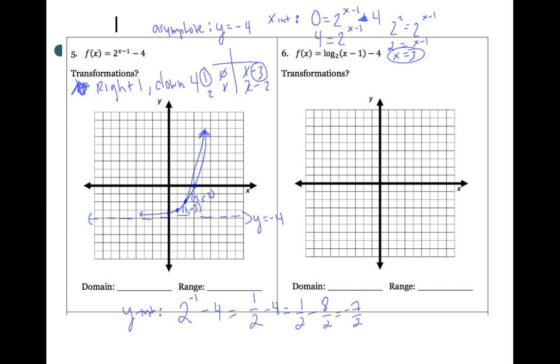I'm going to get a new color since I wrote a lot. Okay, let's see. This is going to also go right 1, down 4. Let's see if I have a horizontal asymptote. No, I don't. I have a vertical asymptote. It's going to be affected by me moving left and right. So my vertical asymptote is going to be at x equals 1.